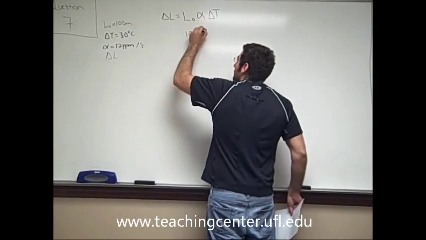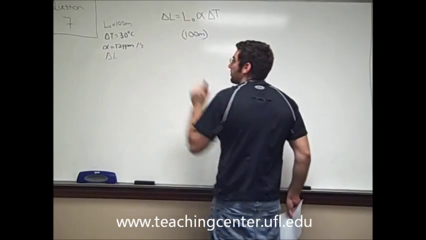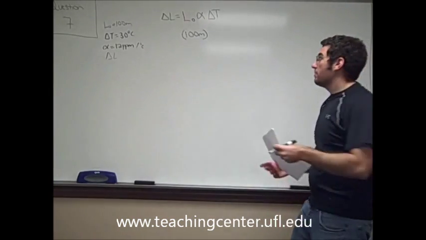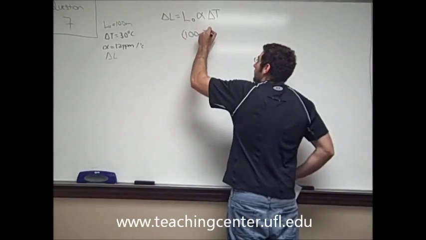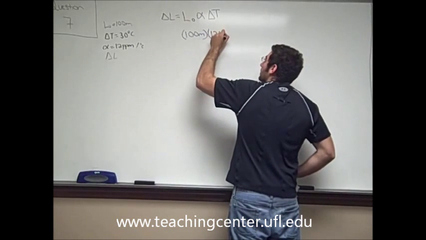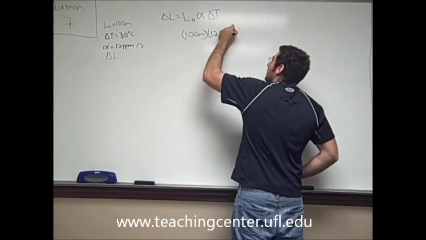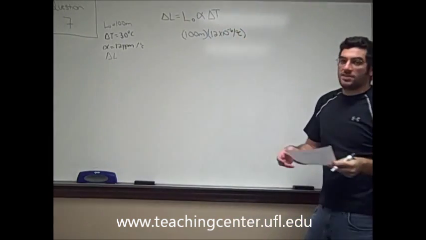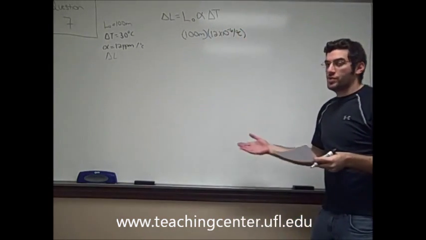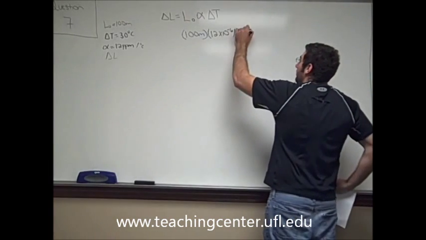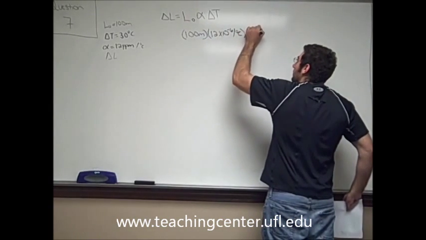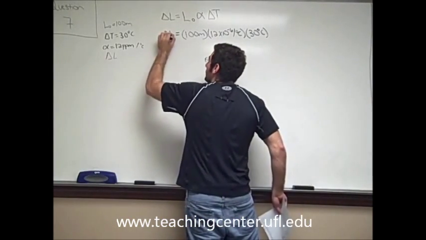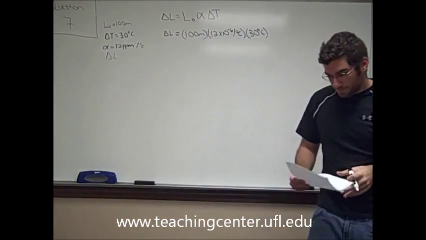100 meters. Now, if you're a little bit confused, 12 parts per million is just equal to 12 times 10 to the minus 6 per degree Celsius. It's times 10 to the minus 6 because for every million you have 12 parts. And then we have times 30 degrees, and that is equal to our change in length.